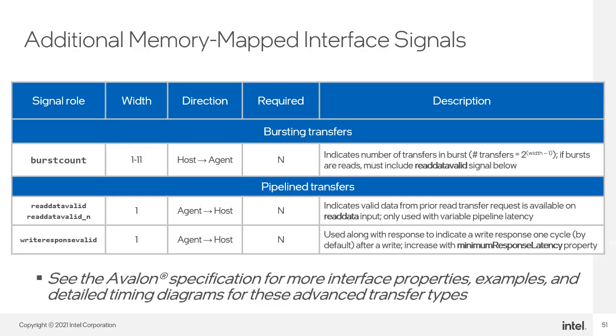Here is a summary of the additional signals required for these advanced transfer types. The burst count signal, asserted at the beginning of a burst, indicates how many burst transfers will take place. As mentioned, read data valid indicates that the incoming read data from a previous read transfer request is valid. The write response valid signal was not discussed in detail, but it is used to validate the response signal if pipelined writes are performed. Remember that the exact signal role names listed here are used when building custom components in Platform Designer. You'll learn more about this in the live class.